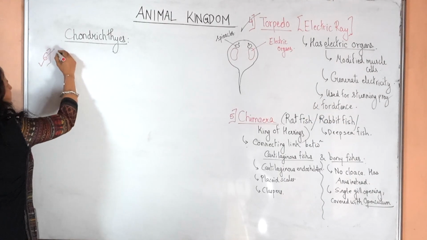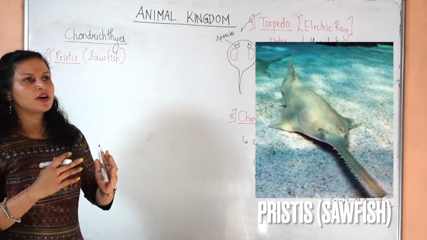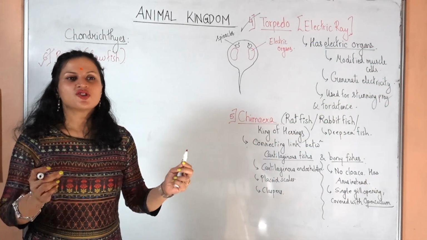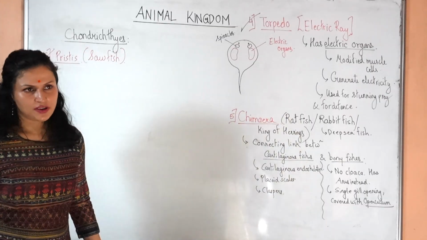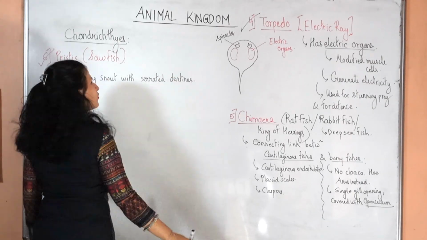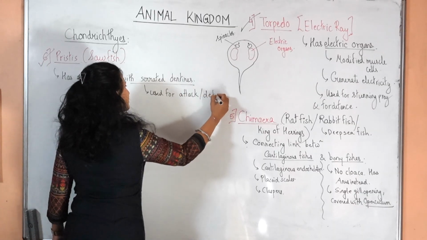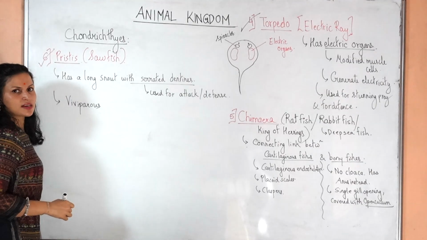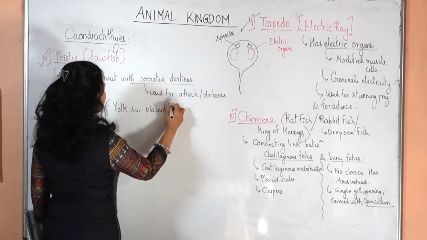Next example, Pristis, also called the Sawfish. Pristis has its snout modified in the form of a long saw-like structure with dentines on it, which it uses for attack as well as for defense. Has a long snout with serrated dentines, pointed structures, used for attack and also for defense. You have to remember this example as the viviparous example along with Sphyrna zygaena, and this one also has the yolk sac placenta, the simplest form of placenta.